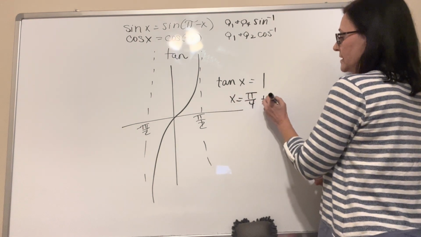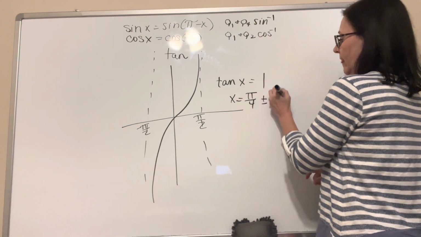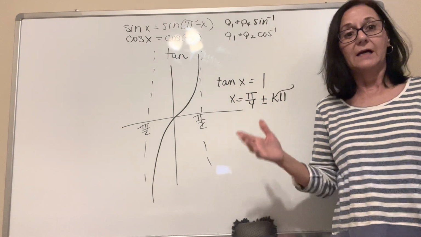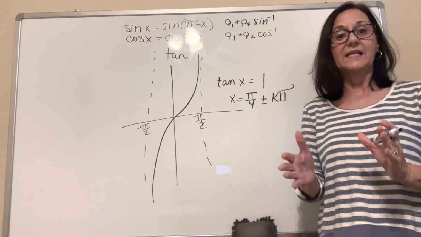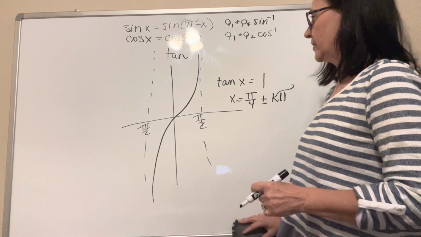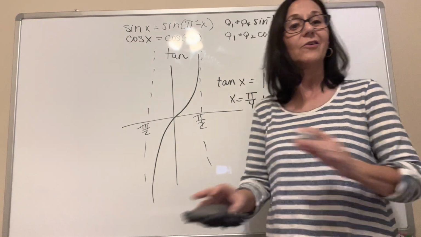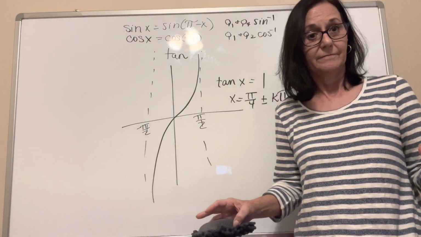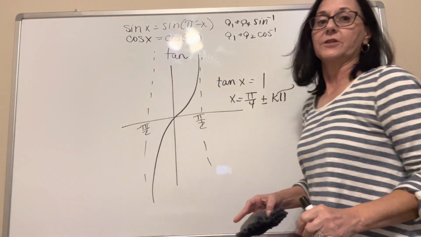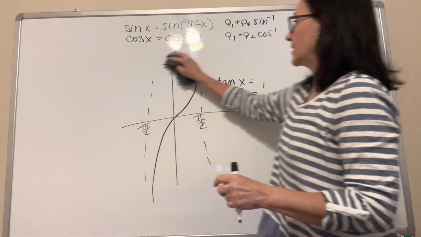And it would be plus and minus k pi, right? Because one cycle of the tan is pi. One period of the standard tan curve is pi. So tan is only going to have one solution. So you don't have to think of either one of these concepts for the tangent. The tan of x, you're just going to solve for.